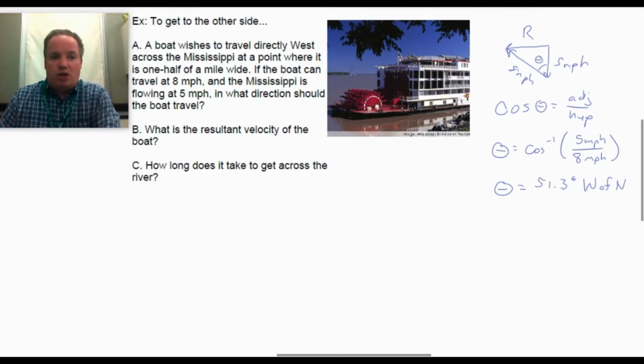What is the resultant velocity of the boat? Well, we just want to find this side, this resultant right here. We have all kinds of ways we could do that because we have all the pieces of the triangle. We could use the Pythagorean theorem and solve for r. Or, now that we know theta, we could use sine of theta equals opposite over hypotenuse. We couldn't use cosine because it doesn't contain the opposite side, but we could use tangent as well. It doesn't matter. You can do any of the above. I'm going to use sine.